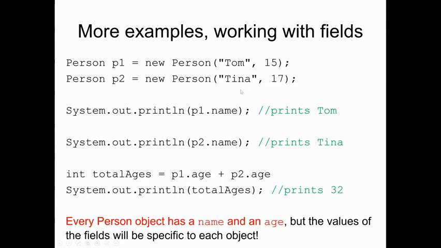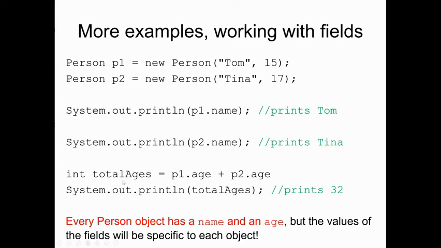Some more examples working with fields. So Person p1 equals new Person Tom, who's 15. Person p2 equals a new Person named Tina, whose age is 17. If we want to print p1's name, we would say p1.name in a print statement, and that should print Tom. Likewise, if we printed p2.name, it would print Tina.